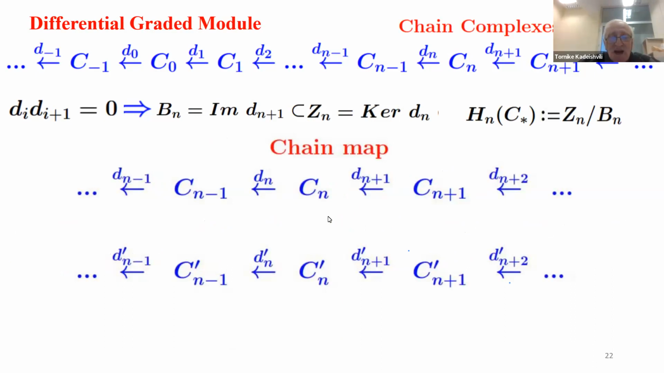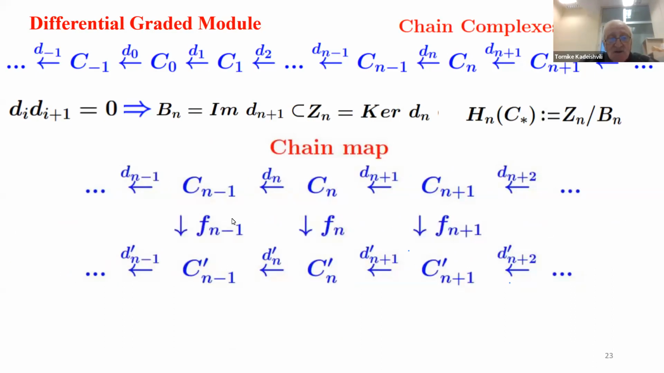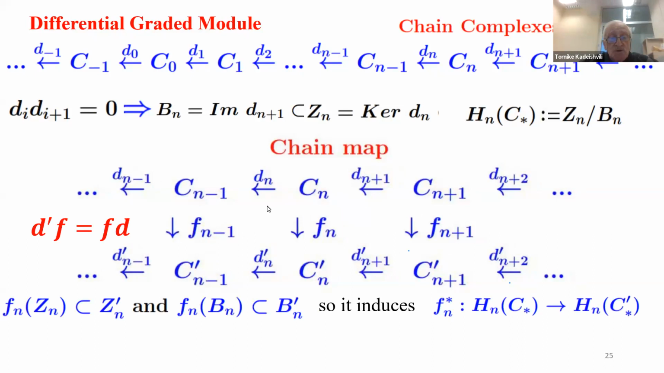But morphisms are such a collection of homomorphisms so that each diagram commutes. Each diagram commutes, it's called a chain map. Then commuting of the diagram implies that Z's, cycles, go to cycles and B's, boundaries, go to boundaries. So they produce the correct map of homologies. So homology is a functor on chain maps.